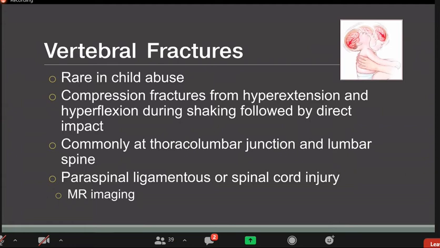Vertebral fractures, although rare in child abuse, can also occur, and usually these would be compression fractures from hyperextension and hyperflexion during shaking, followed by direct impact. Usually, these are at the thoracolumbar junction and lumbar spine, and in these cases, paraspinal ligamentous injury or spinal cord injury may be involved, and you should do MR imaging to evaluate for these potential soft tissue injuries.